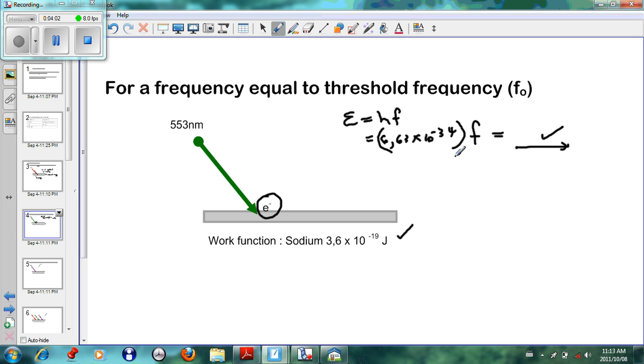So that frequency that has sufficient energy to eject an electron is called the threshold frequency, which is given by f0. So this E equals hf in this particular case can be written as W equals hf0. So these two are the same in this example.